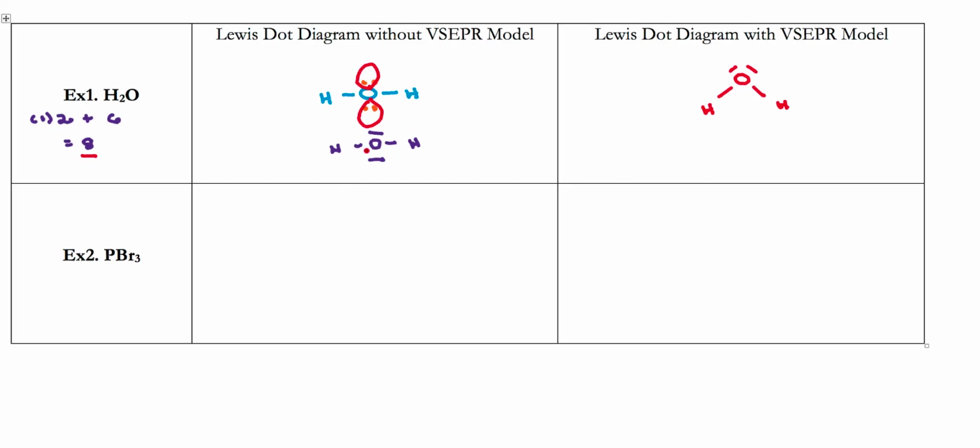For the next example, let's talk through the steps as we do it. So the first thing I need to do is count valence electrons. So phosphorus has 5 valence electrons. Bromine has 7, but there are 3 bromines. So I'm going to have a total of 26 valence electrons. Now I'm going to draw out my atoms. I'm going to have phosphorus. Remember here we're not using the VSEPR model, so you can draw this however you want to begin with.